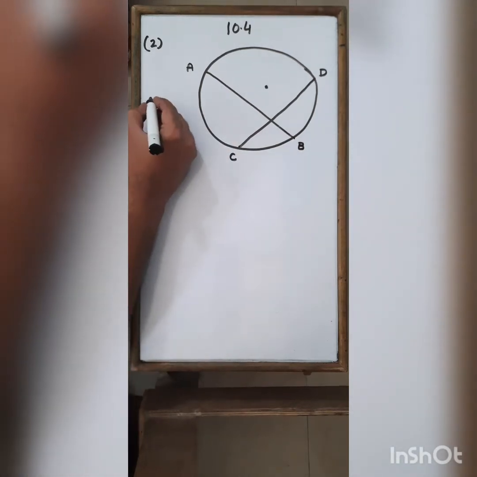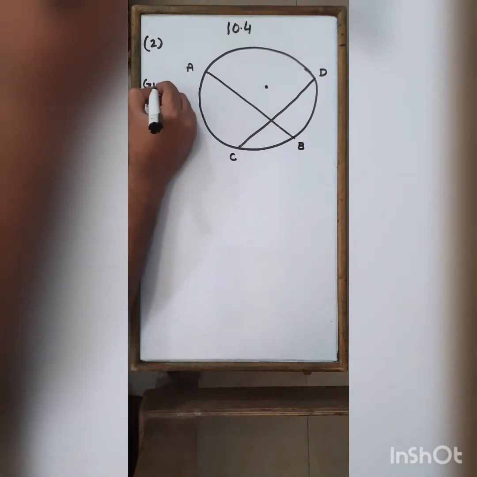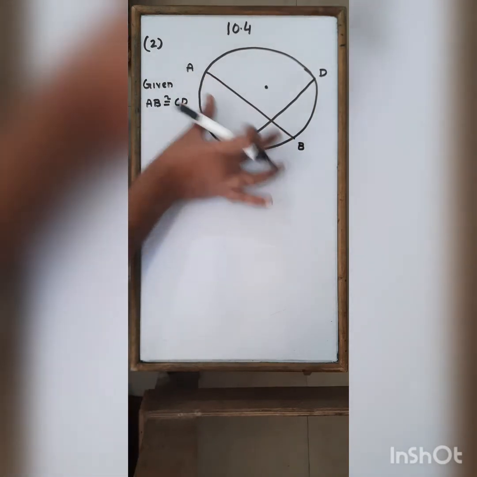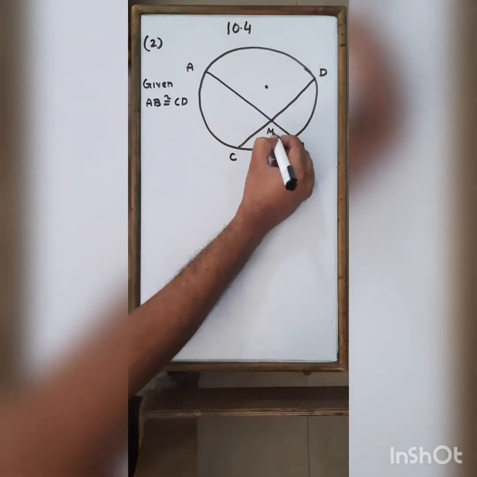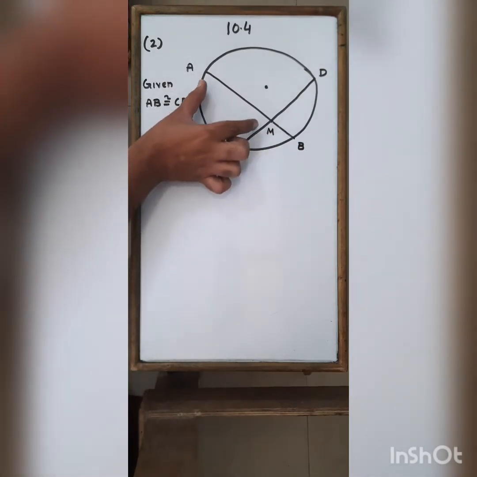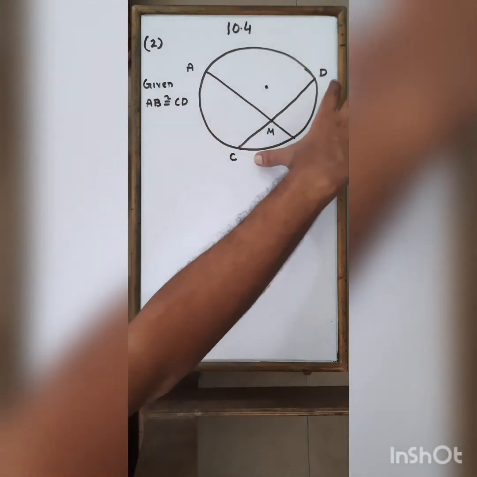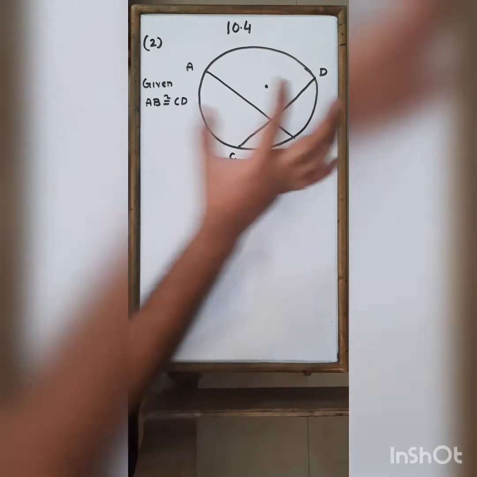So what is given first is AB is congruent to CD. What you have to prove? Prove that the segment of one chord, segment means part of one chord, they are intersecting here. Suppose I take this point as M, then in chord AB, the larger segment will be AM and the smaller segment will be MB. And in chord CD, the larger segment will be MD and the smaller segment will be MC.